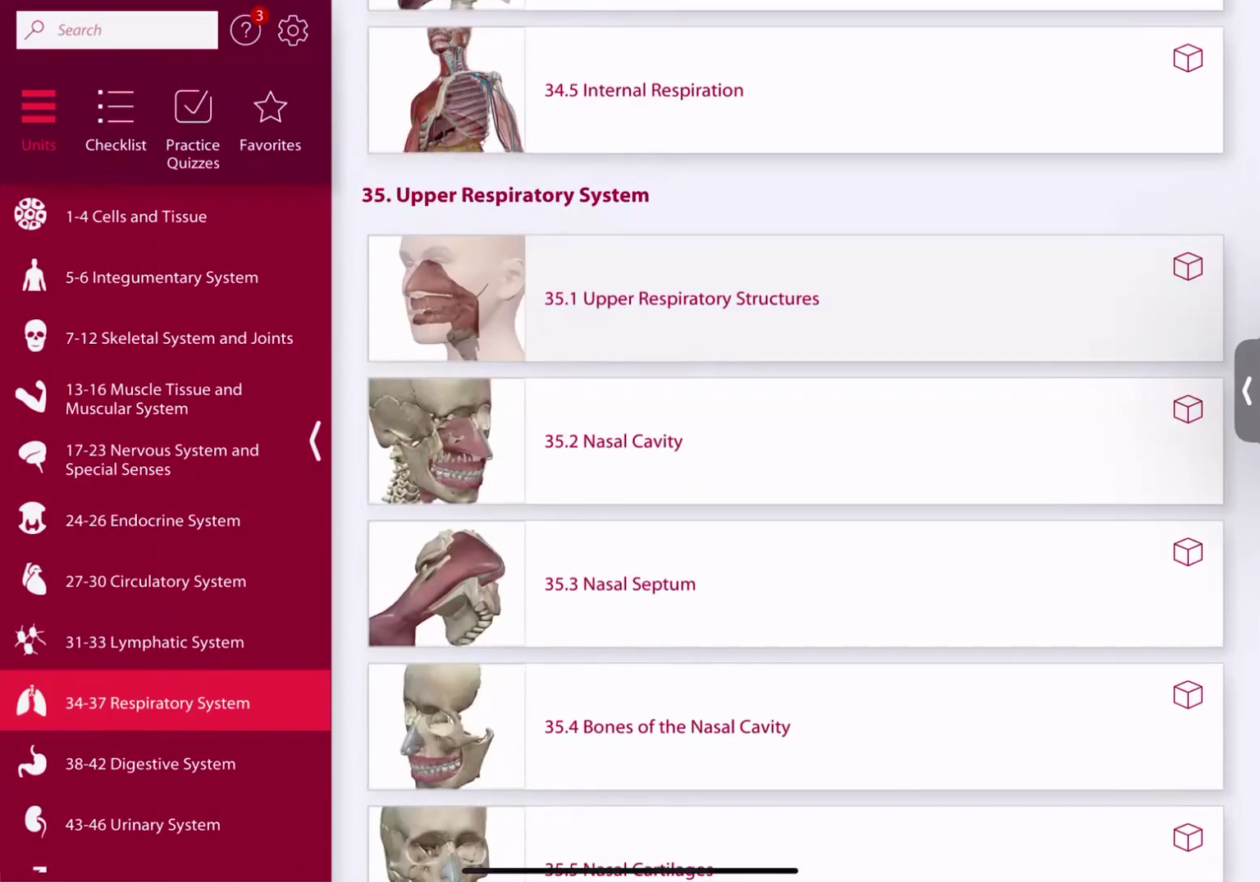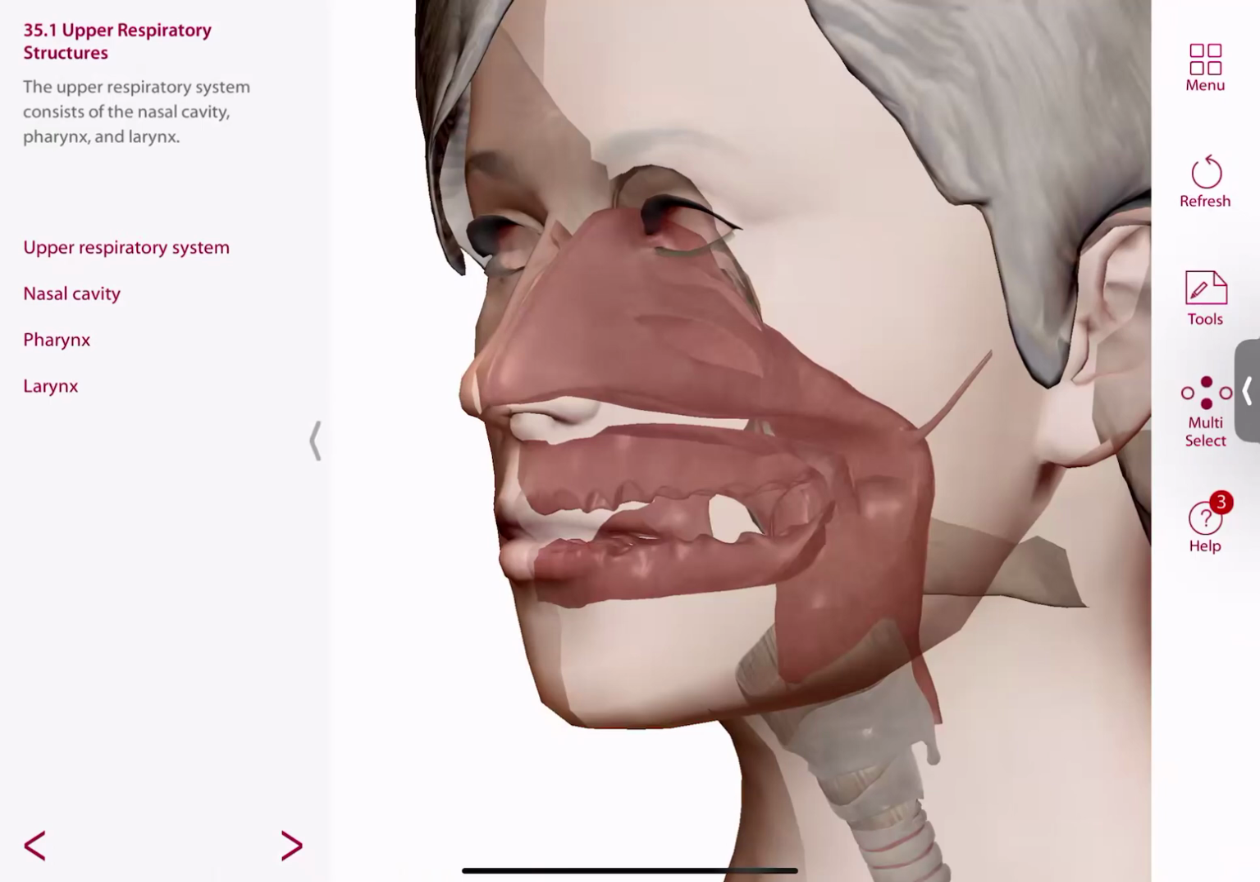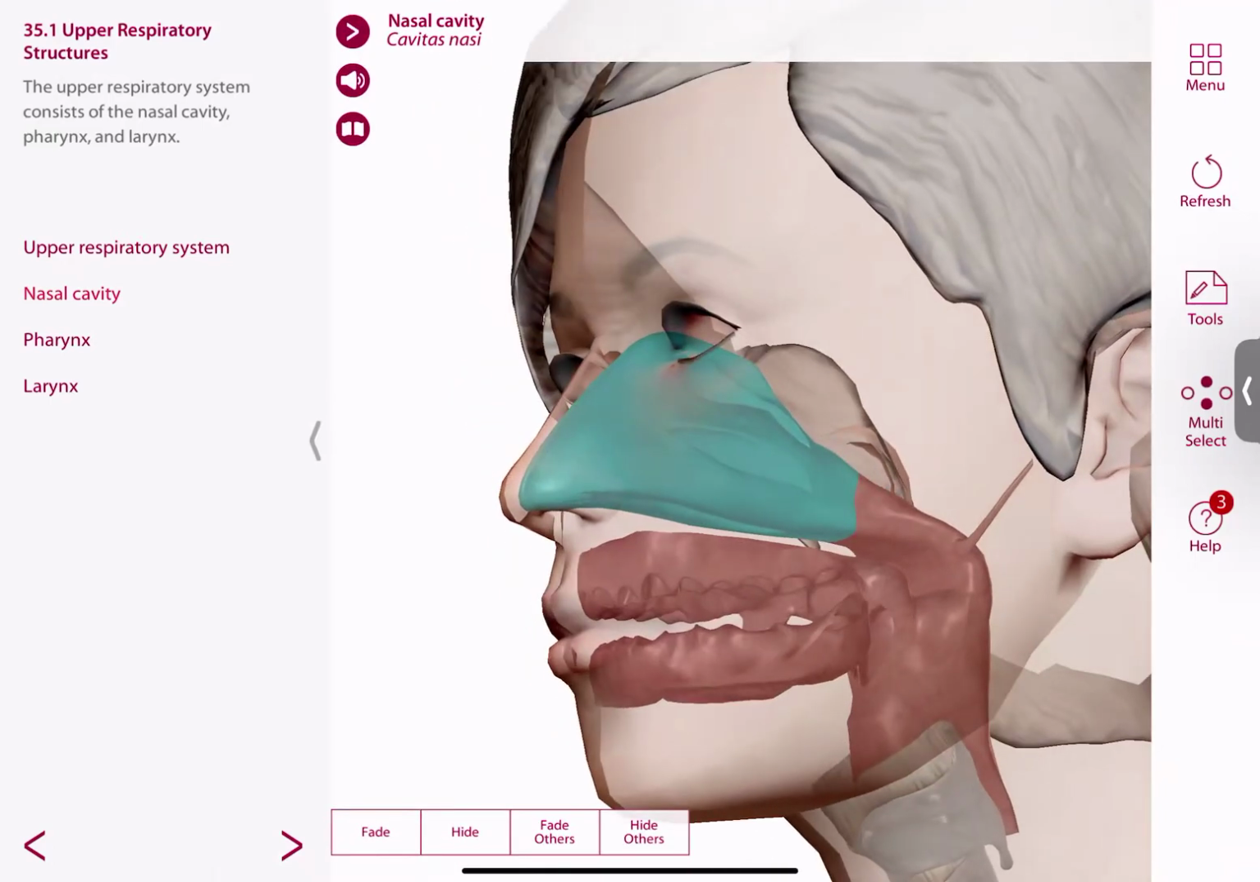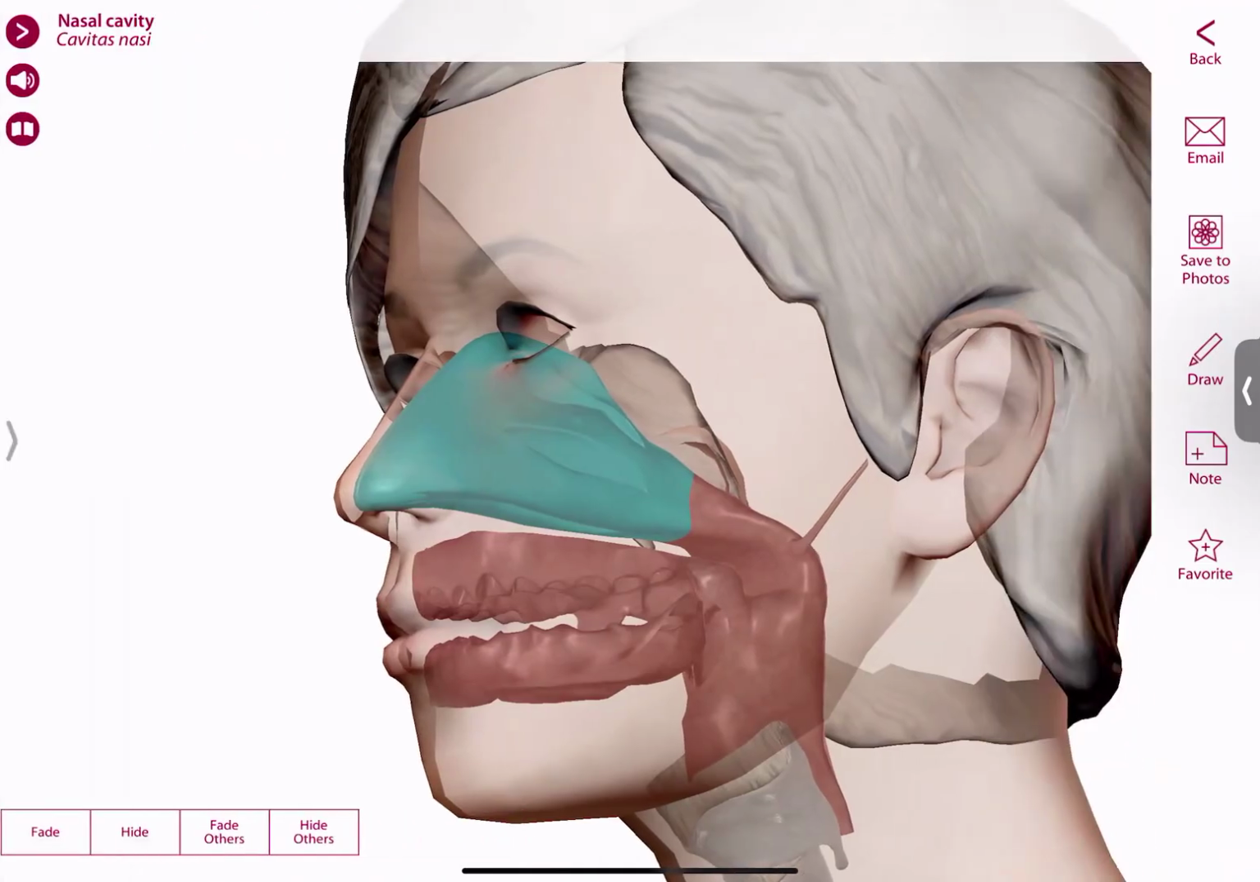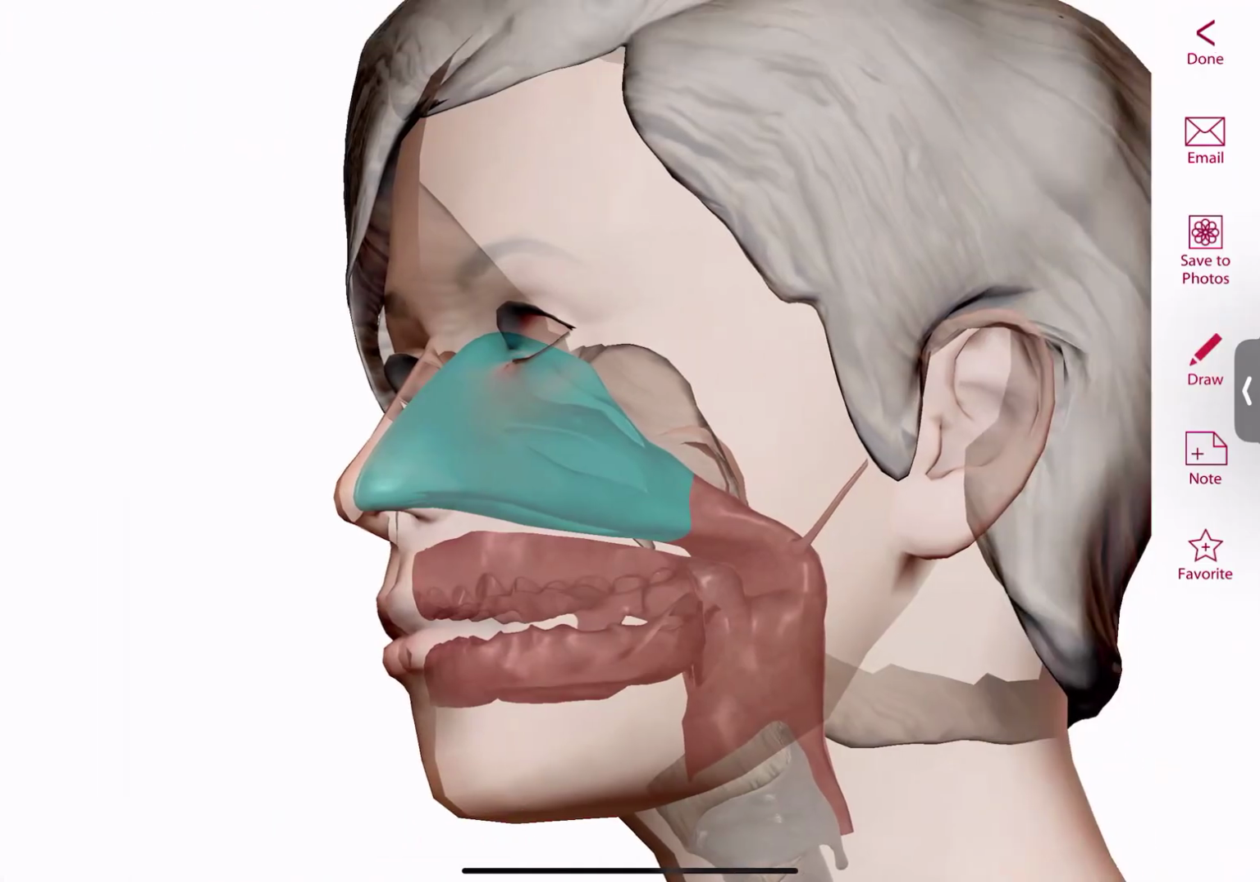Now, let us start with the upper respiratory structures first. The nose opens by means of a pair of external nares that lead us to the nasal cavity. Now, this nasal cavity is lined by three important structures.